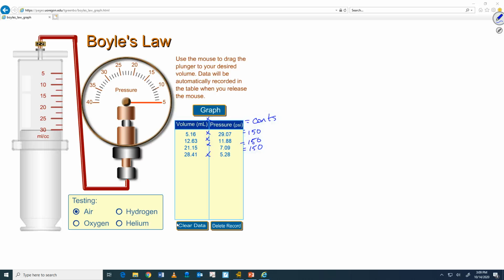And 28.41 times 5.28, and I get 150. So we can see already that when we multiply these values, we get constant values. So in chemistry, we often call that constant a K. K representing the word constant. C is used for all sorts of things.